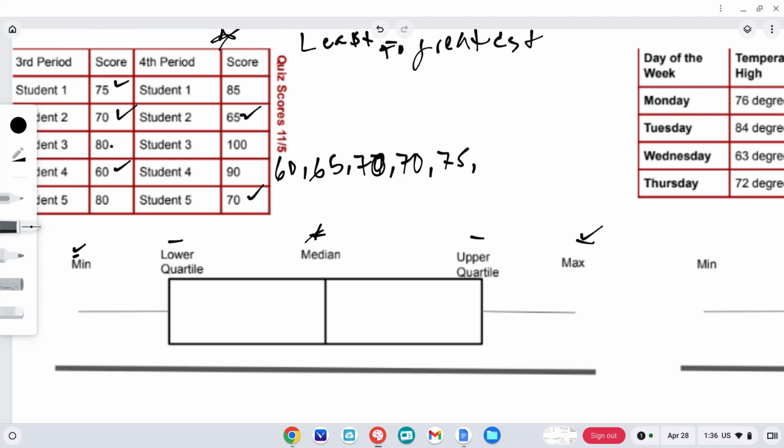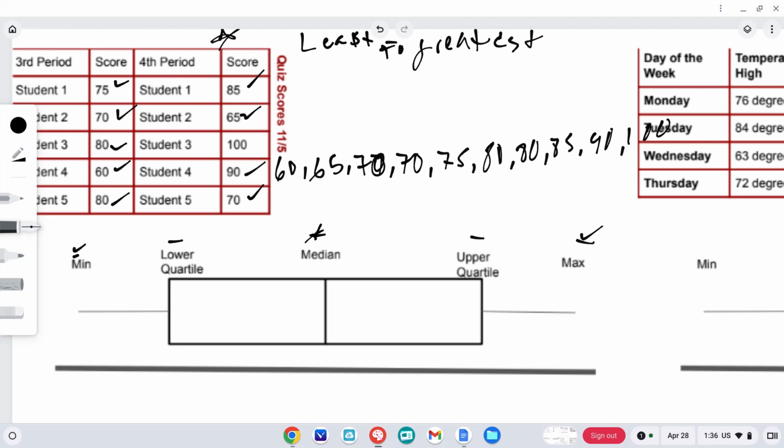After 75, I could do my 80s. There's 2 sets of 80. Remember, you're following along, doing this on your paper with me. Pause when you need to. Next, I have 85, 90, and 100. So here's my list of data.